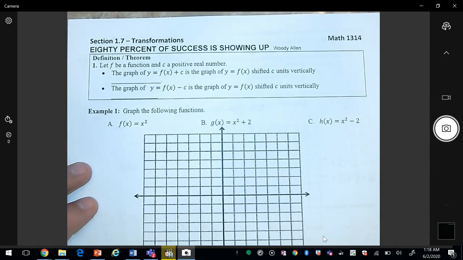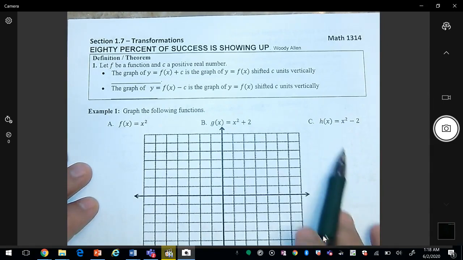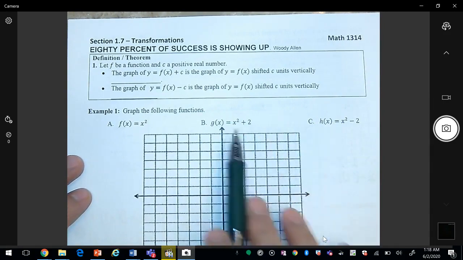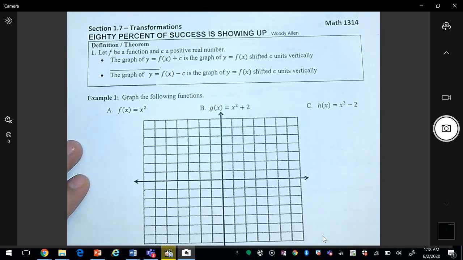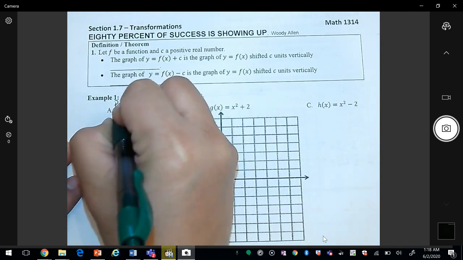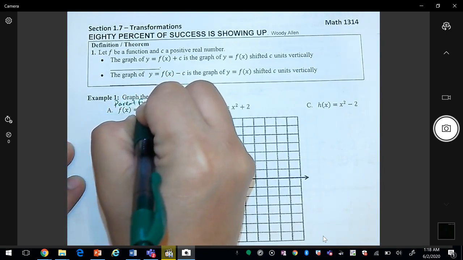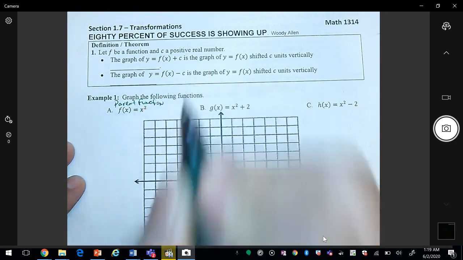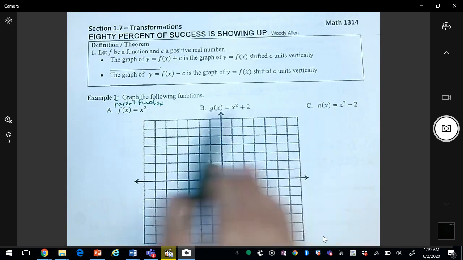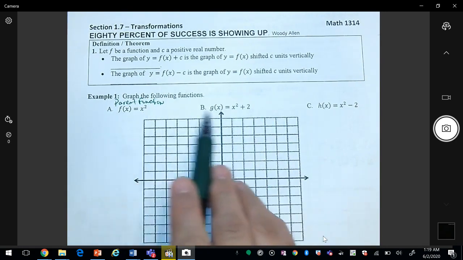Using section 1.6 parent functions to help us see the relationship and to graph these other functions. And so if you notice in example 1, we have f of x equals x squared. So this is the parent function. And notice that we compare B and C with A, they all have the x squared.